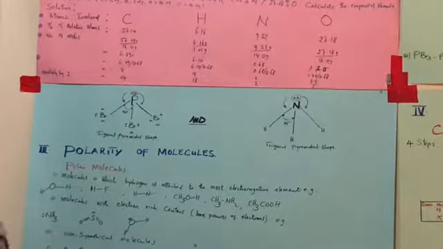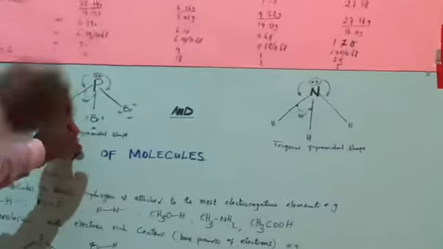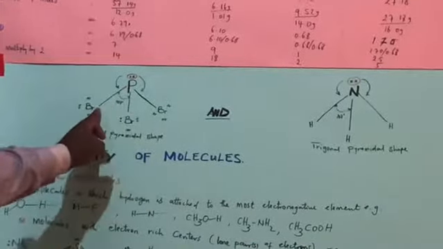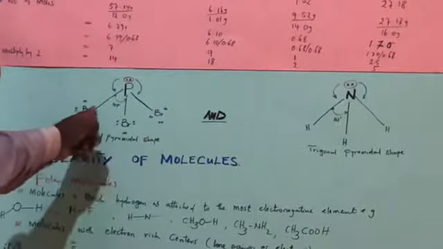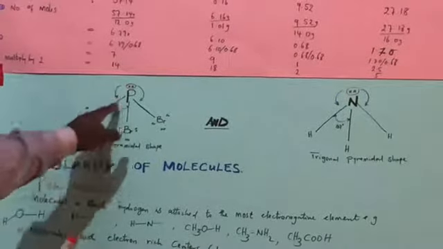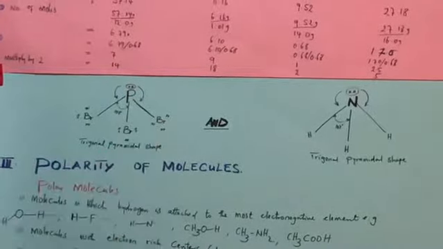Bromine has 7 and needs 1, just as the other group 7 elements, the other halogen compounds. When it has 7 and needs 1 from phosphorus, this sharing now gives this bond here. The sharing gives this other bond here. The sharing gives this other bond here.